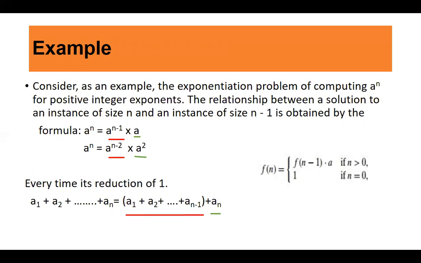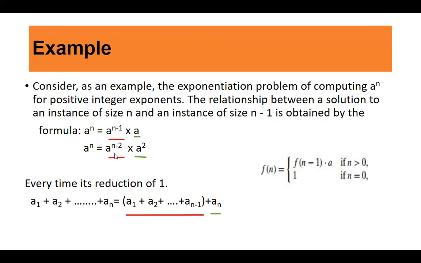The best example is a to the power n, which can always be written as a raised to n minus 1 into a, right? Here the relationship is of multiplication. The relationship between a solution to an instance of size n and an instance of size n minus 1 is obtained by a raised to n equal to a raised to n minus 1 into a. Here we are calling exponential, it is nothing but our power function, right?